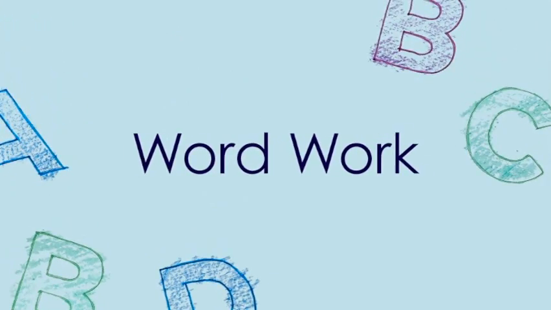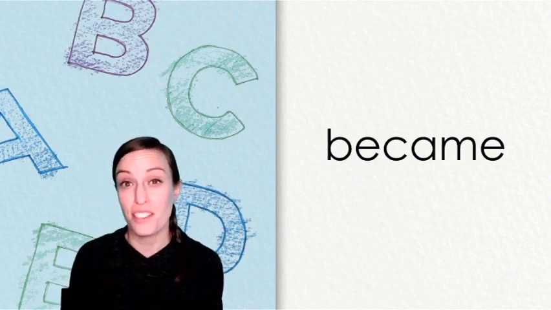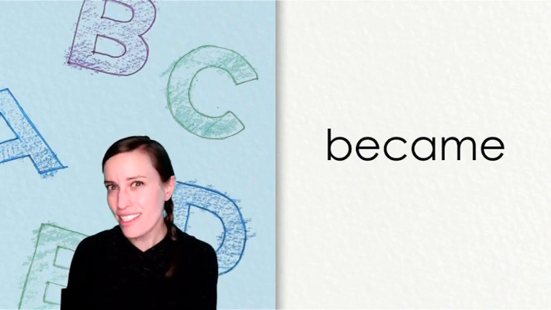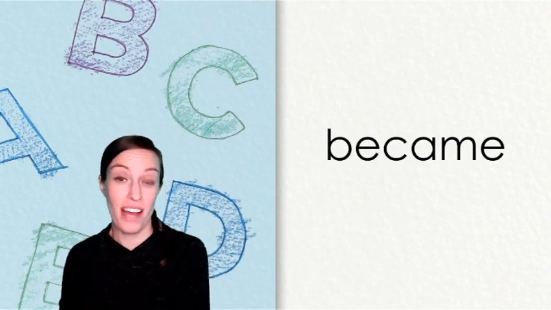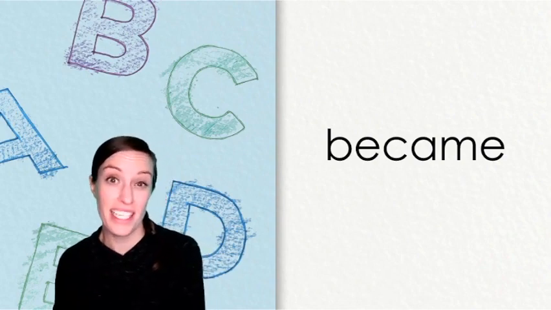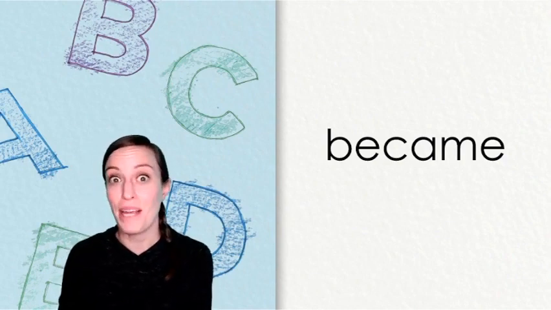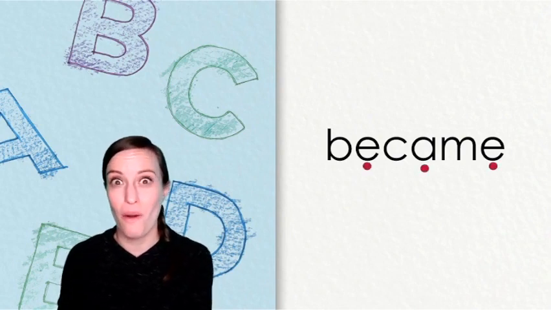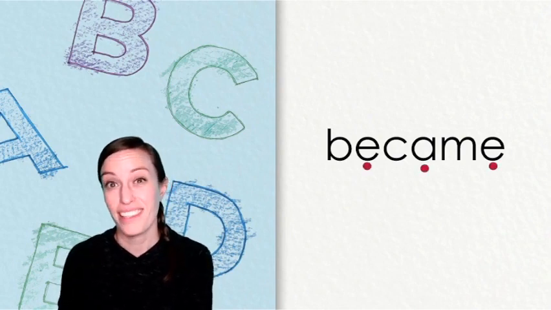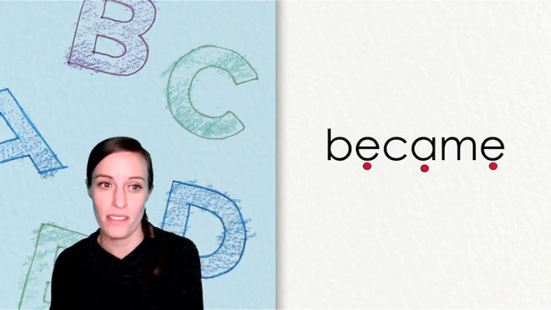Word work. Here is a word for us to read. It looks like it could have more than one syllable, so let's try to divide the word before we decode it. We can read each syllable at a time to figure out the word. I'm first going to look for the vowels. That's the first thing we do when we're going to divide a word into syllables.